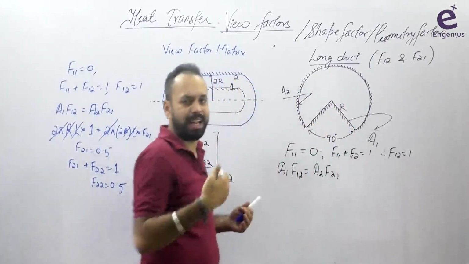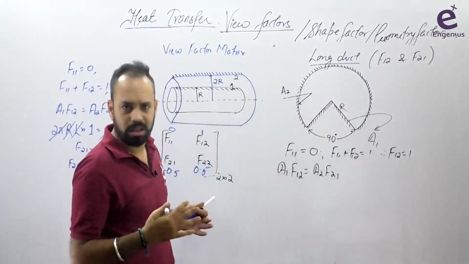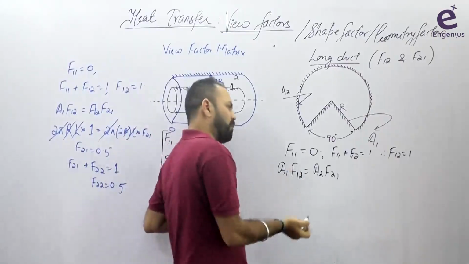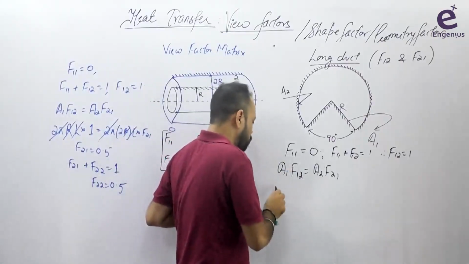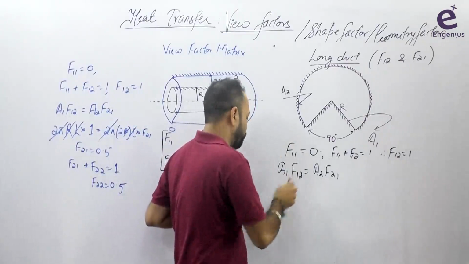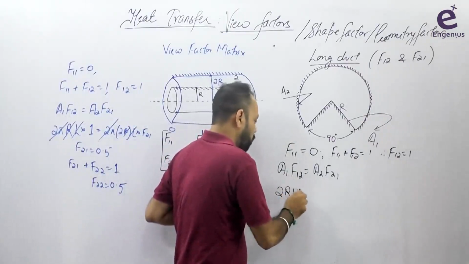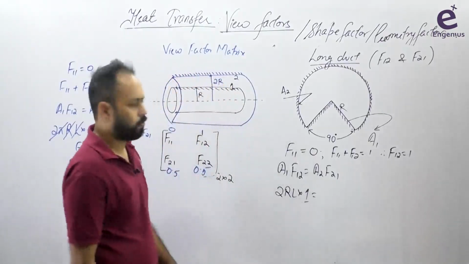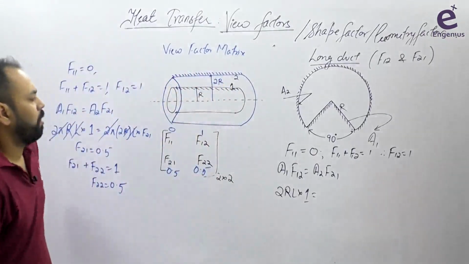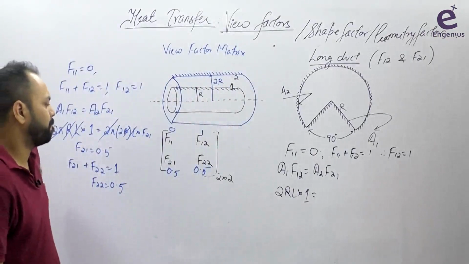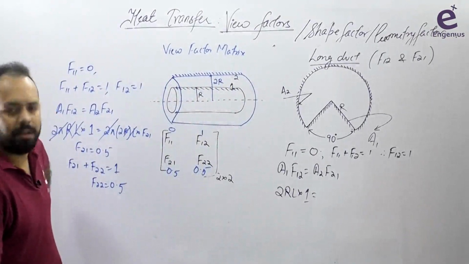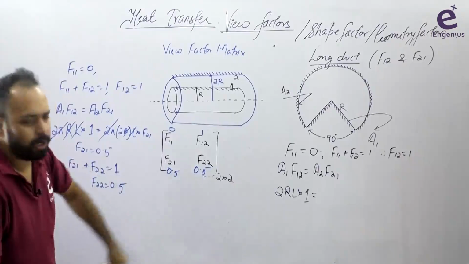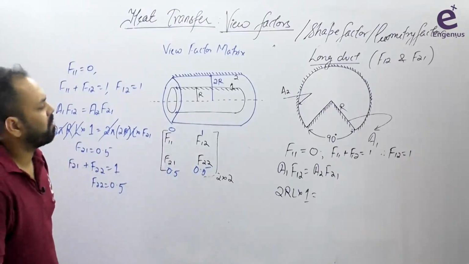भाई ये कैसे दिखेंगे? रेक्टेंगुलर दिखेंगे ना? This is a duct. It has some length. So L को आप चाहो 1 ले लो, doesn't matter. Area for surface 1 is R into L plus R into L. So that is 2 RL into F12, which is 1. What is the area of 2? Surface 2. See, you can say that surface 2 is a cylinder from which this much portion has been removed. So what is the area for a cylinder?